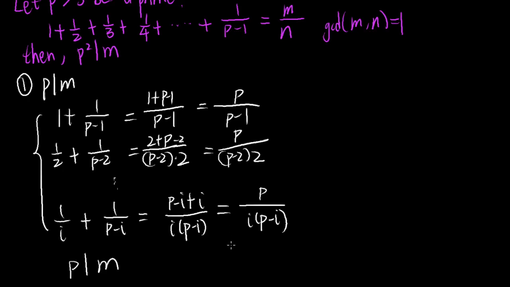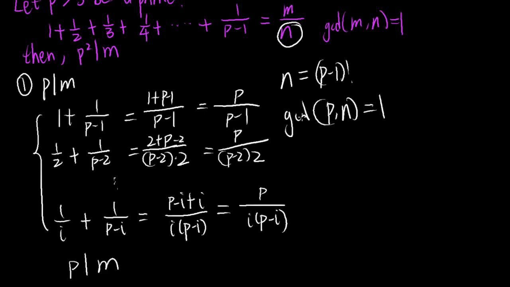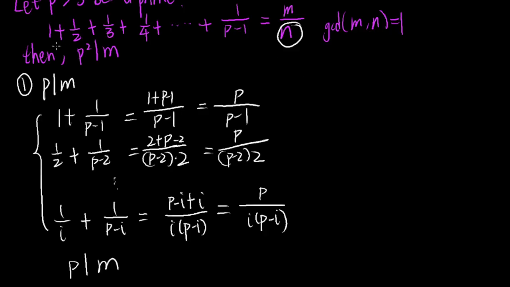And as we know, n can be at most p minus 1 factorial. It cannot be greater than this, because if you expand them out, you will find that the greatest possible factor is p minus 1 factorial, and this is co-prime with p. As a result, we don't need to care about the denominator. We know that p divides the left-hand side, and we can directly imply that p divides m.